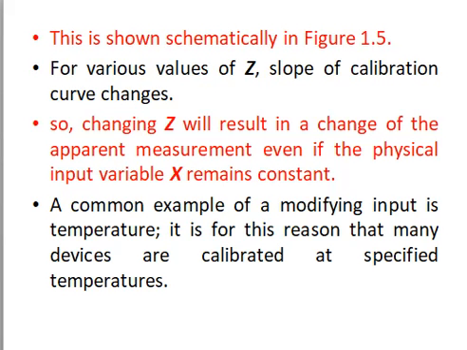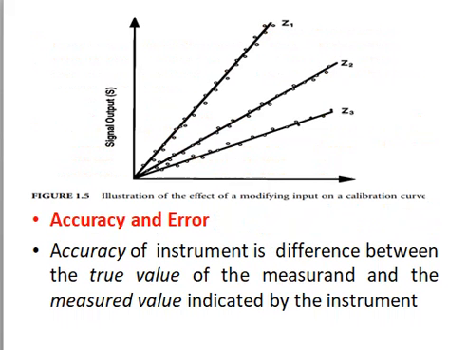And this will go a long way affecting the accuracy of what you are measuring, because we have to tune, we have to change the value of that Z to be equivalent and opposite to only Y. Okay, so the common example of this modifying input is just temperature, and that is the reason why when you have any measurement device, they will give you in their specification that it has to be measured at a certain temperature, maybe room temperature, around 25 degrees Celsius or thereabout. So whenever you use it outside that temperature, you would find that the reading will be somehow wrong. And this is what we have been saying.